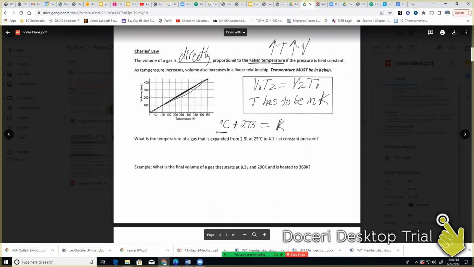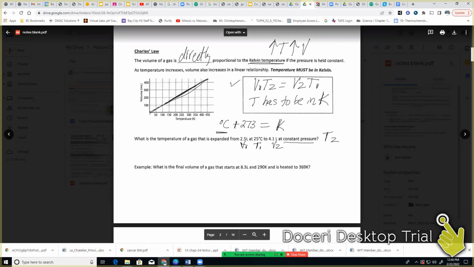What is the temperature of a gas that is expanded from 2.5 liters at 25 degrees Celsius? So that's what I started with. That's my V1, that's my T1. And it's expanded from 2.5 to 4.1. So that's my V2, and I'm trying to find my T2. Once again, if it says constant pressure, that means it's not part of the formula. Constant, it would be canceled on each side.